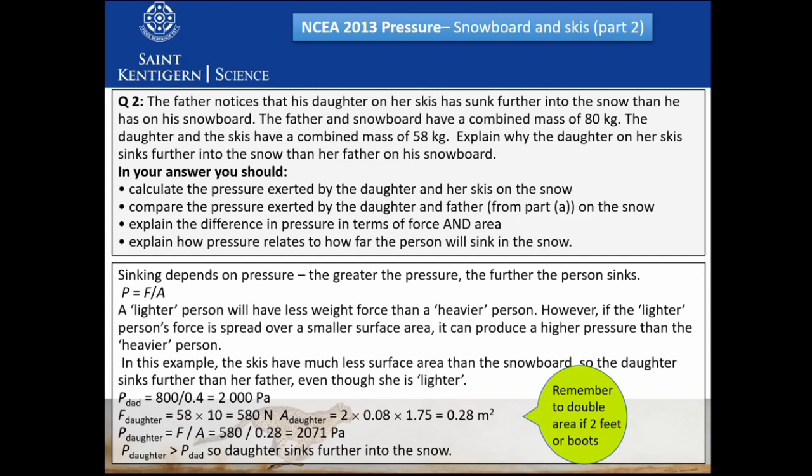The daughter, her weight force is 58 kilograms multiplied by 10 meters per second squared, which gives us 580 Newton. Now, the area of the daughter: there were 2 skis, so 2 times 0.08 multiplied by 1.75 gives me that. So the pressure of the daughter, force over area, is 580 divided by 0.28, which gives us 2071 Pascal. So the daughter sinks further into the snow.